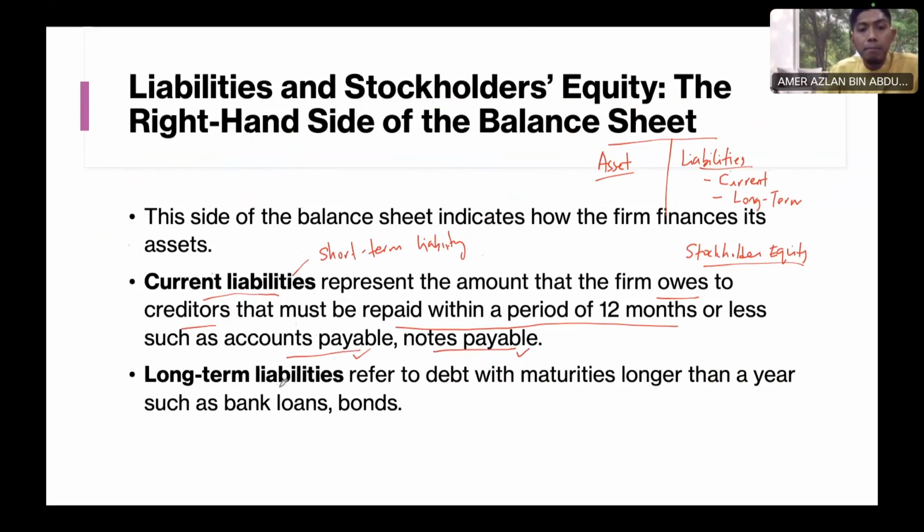And then another type of liability is long-term liability. Very obvious, it's long-term. Usually it's more than 1 year. It could be up to 30 years and so on. Long-term liability refers to debt with maturities longer than a year. This usually refers to bank loans or bonds.